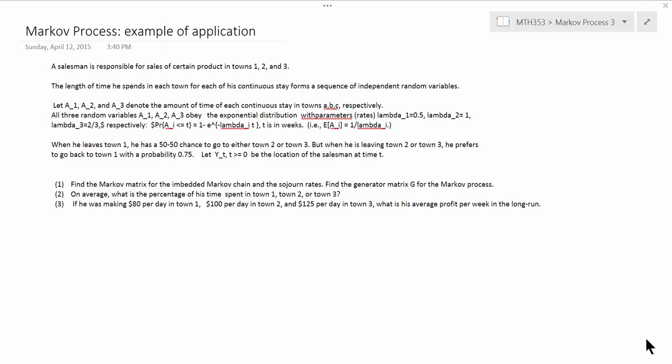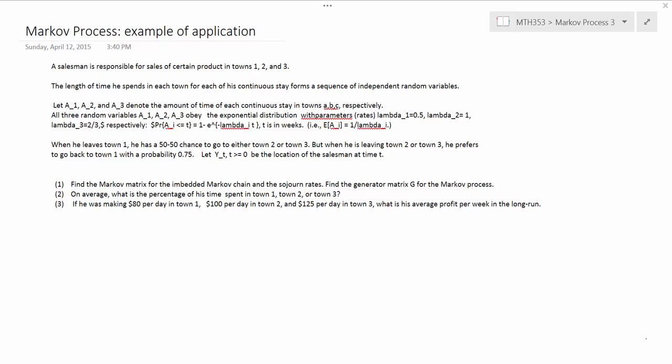Now let's look at an example of application of the Markov process we just discussed. This example is from the textbook, so we may not be able to complete the whole example, but we're going to start at least to do some of it. Okay, so let's look at the problem.